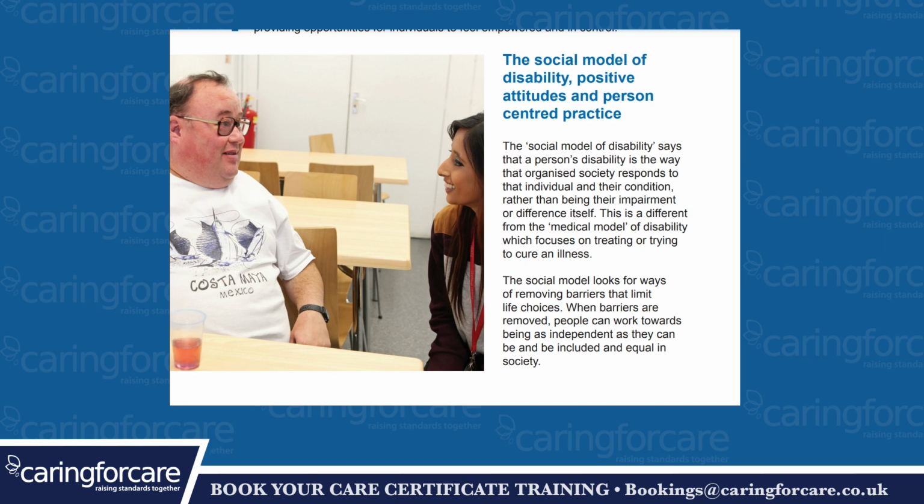The social model of disability, positive attitudes, and person-centered practice. The social model of disability says that a person's disability is the way that organised society responds to that individual and their condition, rather than being their impairment or difference itself. This is different from the medical model of disability, which focuses on treating or trying to cure an illness. The social model looks for ways of removing barriers that limit life choices. When barriers are removed, people can work towards being as independent as they can, be included in and equal in society.